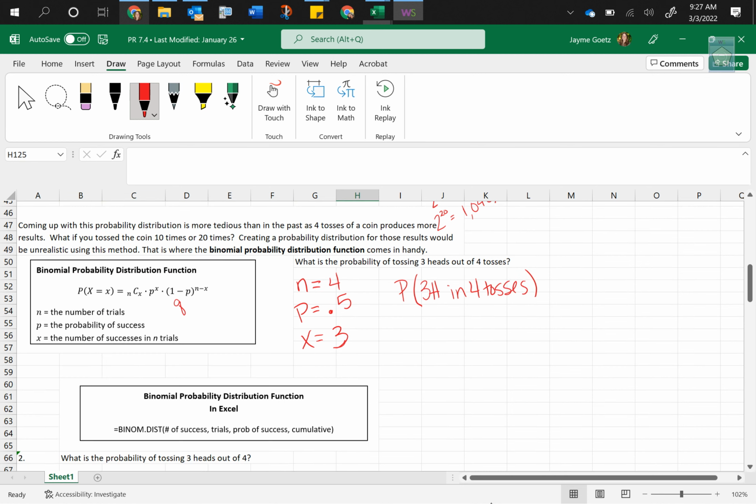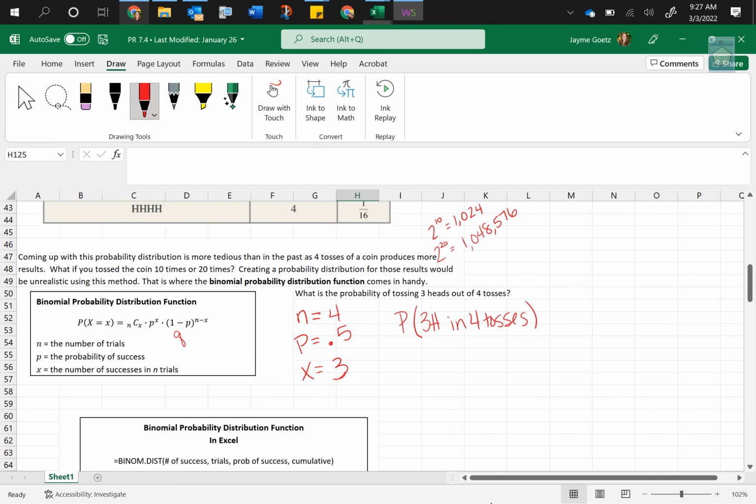I'm going to move this up so you guys can see. 3 heads in 4 tosses. Now, that's going to equal n choose X, so that's going to be 4 choose 3, times my p-value, which is 0.5, raised to the power of X, so to the power of 3, times Q. What's my Q value going to be? If my p-value is 0.5, it's the complement of that, right? Raised to the power of n minus x. So n is 4, x is 3. What is 4 minus 3? 1. So that's what we're going to do.